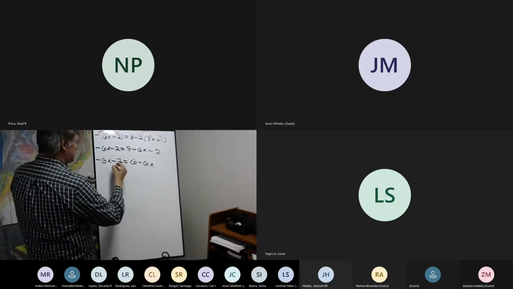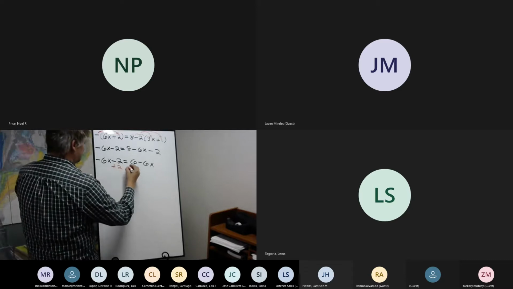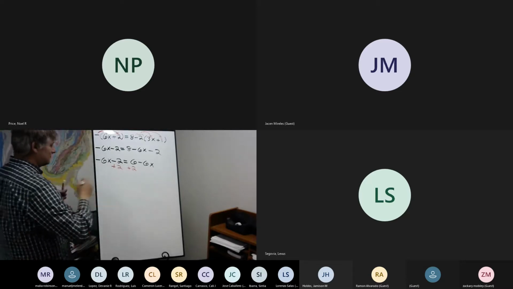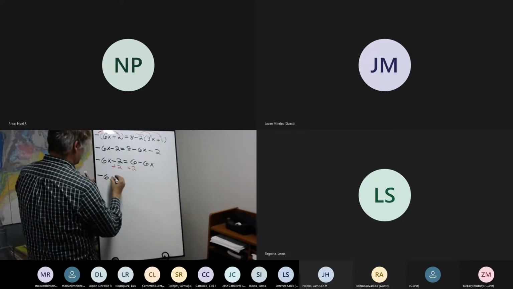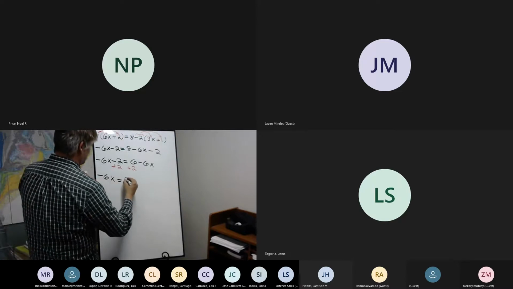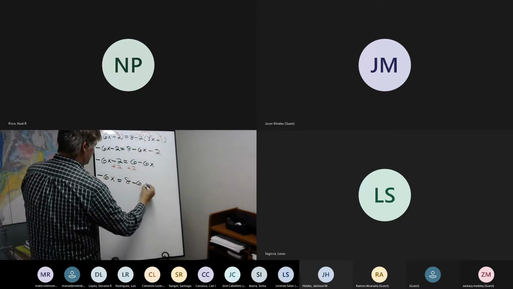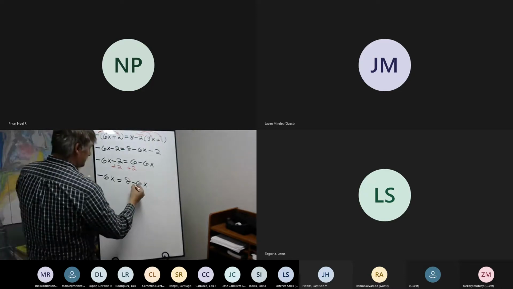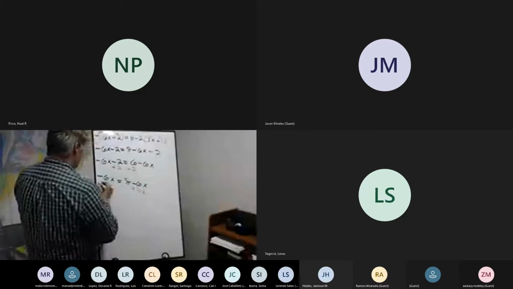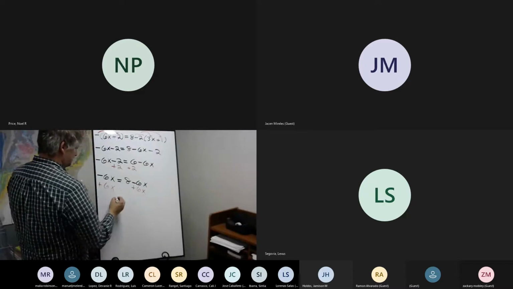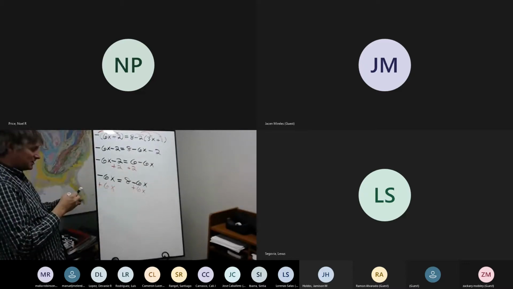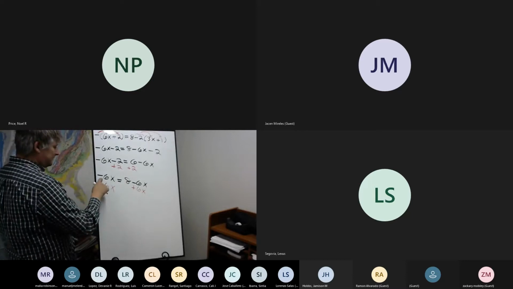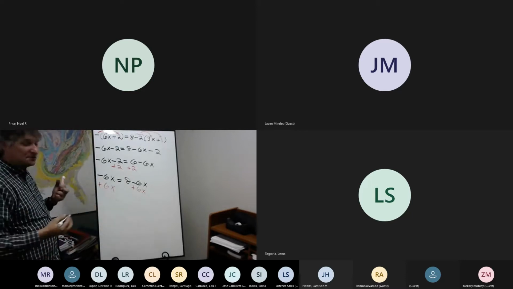We could add 2 to both sides. Add 6x to both sides. Numbers on one side, x is on the other. What we're going to get, though, is -6x plus 6x. That's 0.